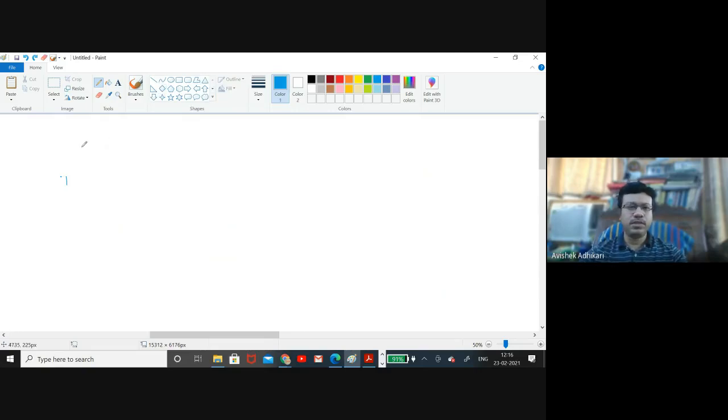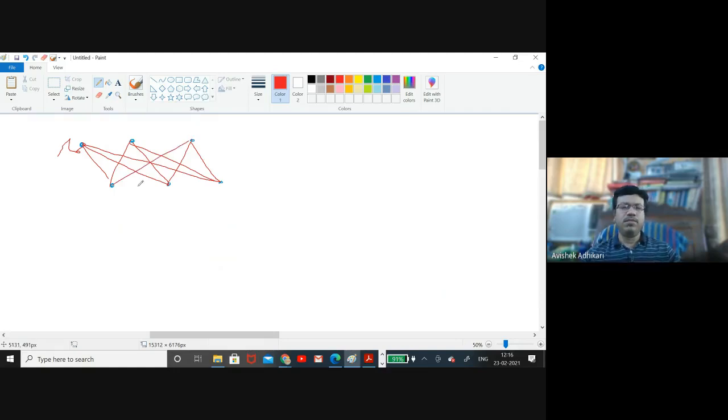If I start with this, then say these vertices, like this. So this is a complete bipartite graph with 3 vertices here and 3 vertices here. So we call it K33.